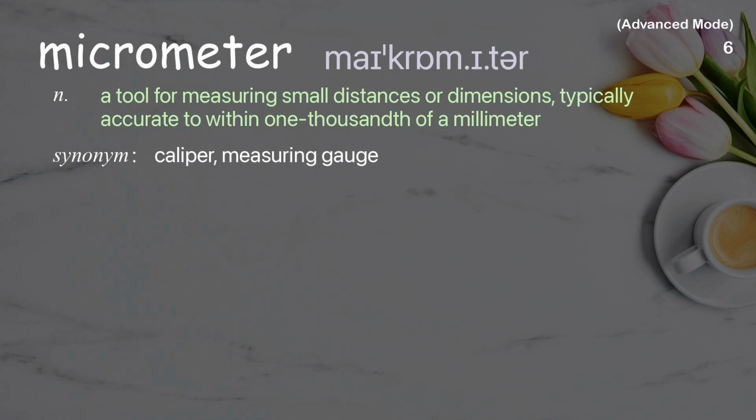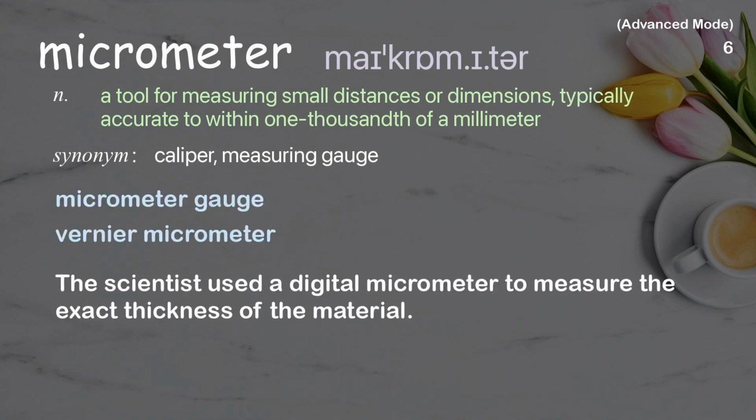Micrometer. A tool for measuring small distances or dimensions, typically accurate to within 1/1000th of a millimeter. Examples: Micrometer gauge. Vernier micrometer. The scientist used a digital micrometer to measure the exact thickness of the material.